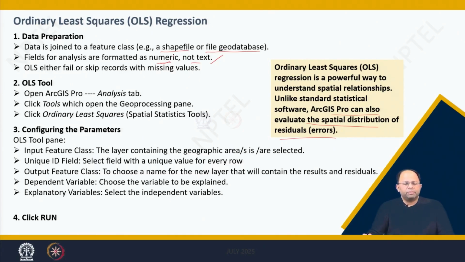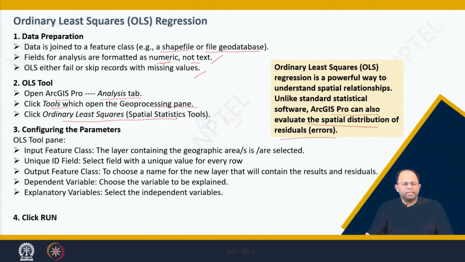OLS either fails or skips records with missing values. So we should ensure that there are no missing values, but if they are there, then there may be some errors, or it may skip those particular records. Now first we have to go to ArcGIS Pro, click on the analysis tab, and within the analysis tab click on tools, which will open the geoprocessing pane, and within that we select ordinary least squares, which is one of the spatial statistics tools.